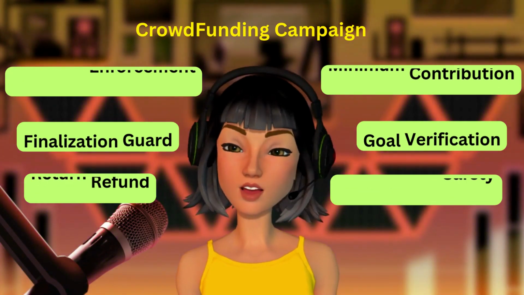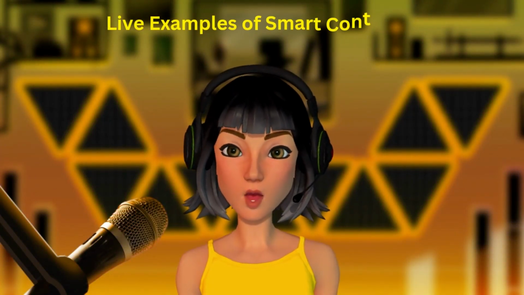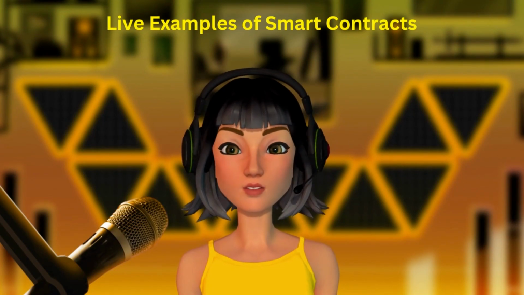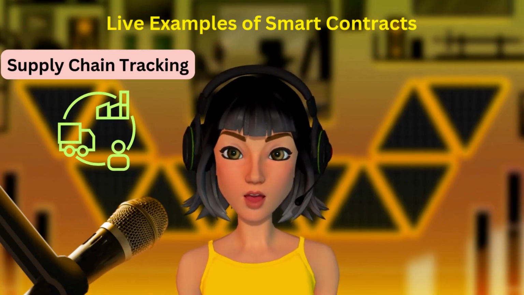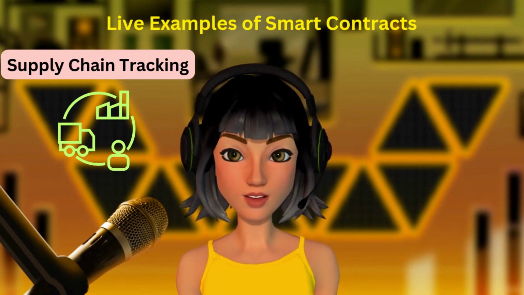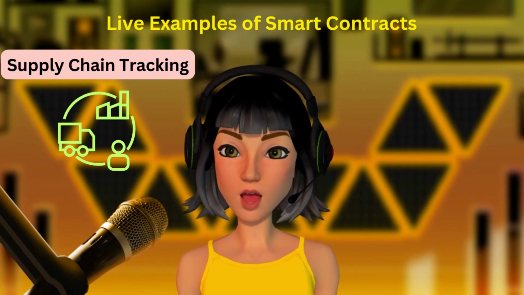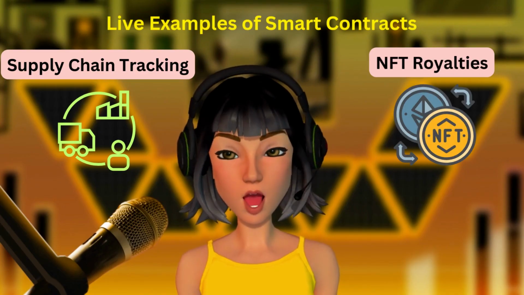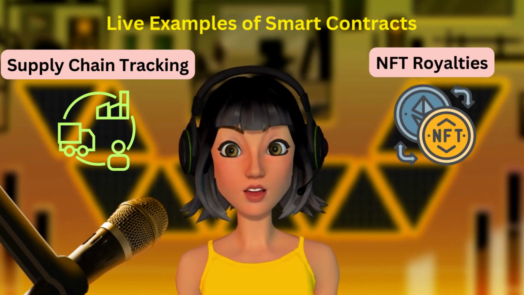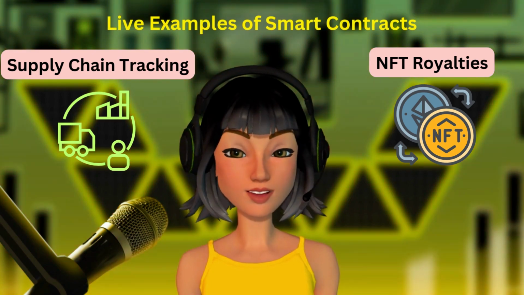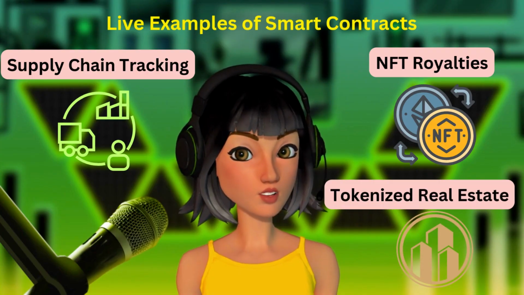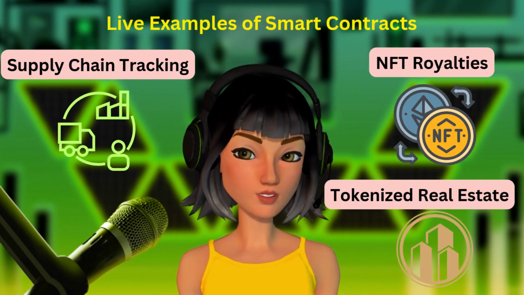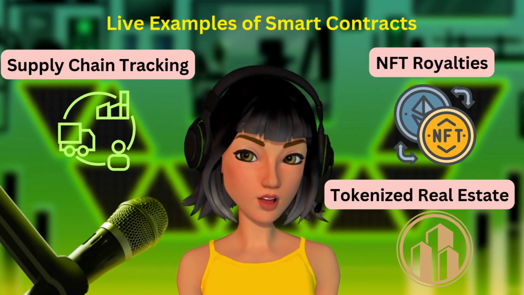Here are some live examples of how smart contracts are powering real world applications. First, in supply chain tracking, Walmart records every step of the product's journey on chain, ensuring transparent, tamper proof provenance. Next would be NFT royalties. Artists embed royalty rules so that they receive payments automatically whenever their NFT is resold. And then tokenized real estate. Property ownership is fractionalized into tokens, which distribute rent and profits via smart contracts.